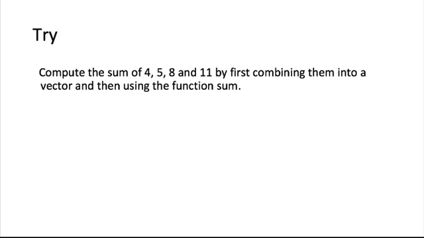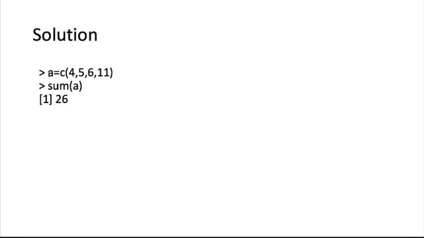In other words, your solution might resemble this one. So you have A equals C, 4, 5, 8, 11, and then in order for you to compute the sum, you use a numeric function, a statistical function, sum, and you have the number, or the value, the object for which you want to compute the sum.